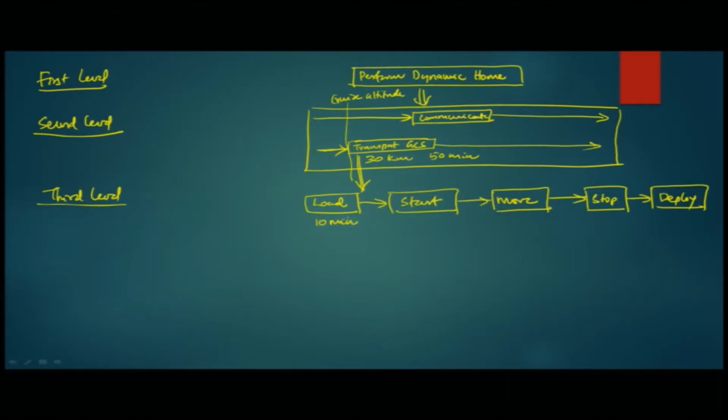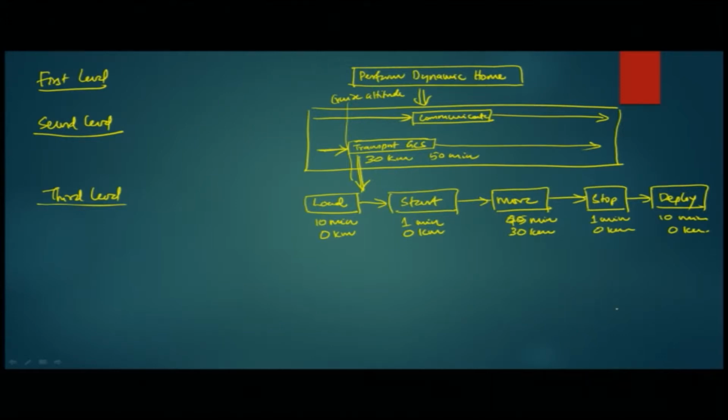We say 10 minutes, and the distance traveled is 0 kilometers. You're just loading. Then start: you start the truck and move. It takes 1 minute, and again you have not moved any distance. Then move, which is about 45 minutes, and you travel somewhere close to 30 kilometers. Then you stop, which is another 1 minute and 0 kilometers, and then you deploy, another 10 minutes and 0 kilometers. So the total process is 10 plus 1, 11, plus 1, 12, plus 10, 22, plus 45, which is about 67 minutes. We will be in this process.